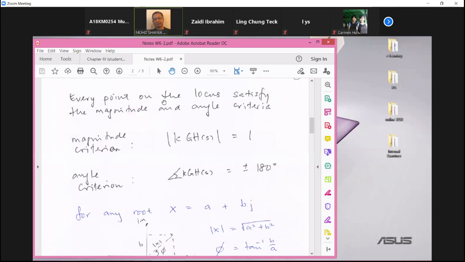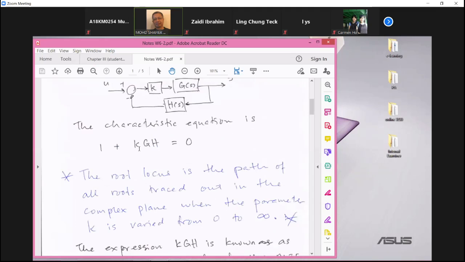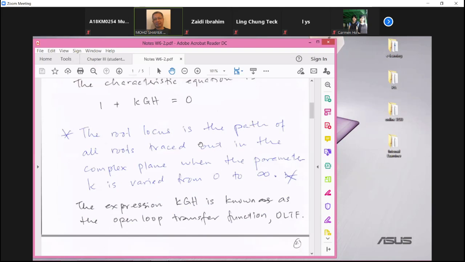See? Every point on the locus must satisfy the magnitude and angle criteria. The magnitude criteria says that the magnitude of KGH must be equal to 1. Of course, this is obvious from the characteristic equation. See, 1 plus KGH, you bring 1 to the right-hand side, and then you have KGH equal to -1. The magnitude of -1 is 1, and the angle of -1 is plus and minus 180.